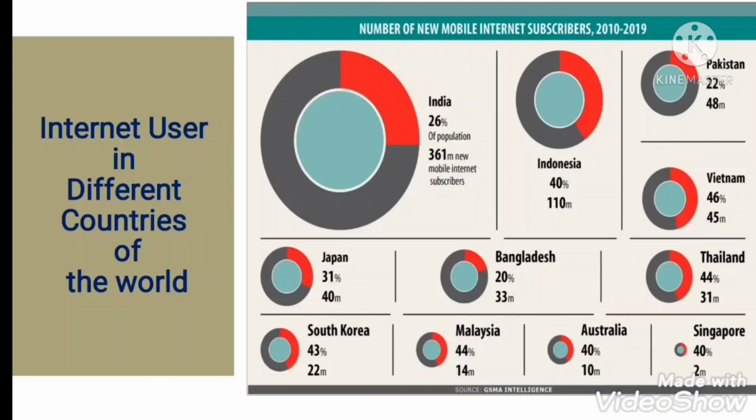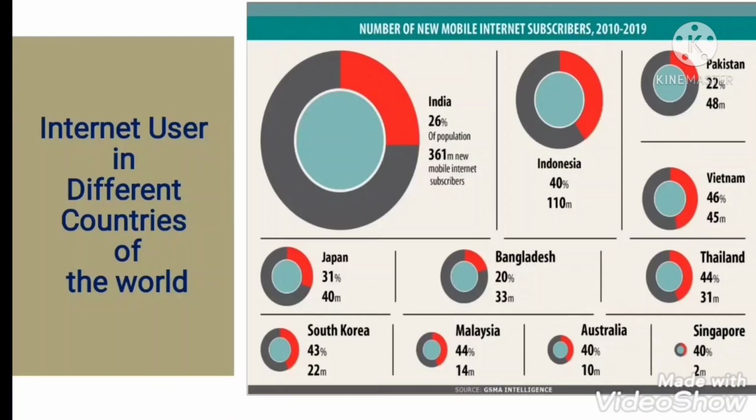Students, see here I am showing comparatively which country uses or subscribes to the most internet connection. You see it is the report of 2010 to 2019, and you see here that India has 26% subscription, people subscribing to internet, whereas Bangladesh subscribes only 20%. But you see Indonesia, their subscription is more, it is 40%.